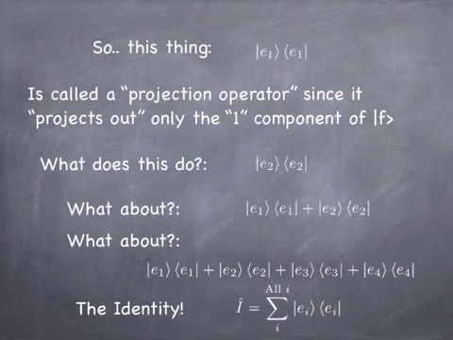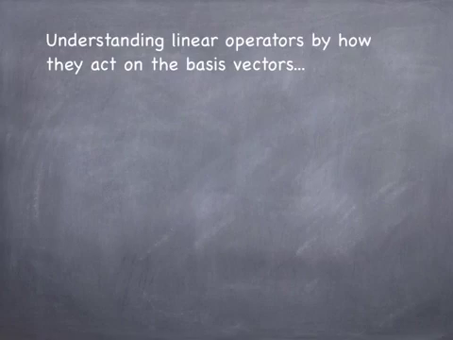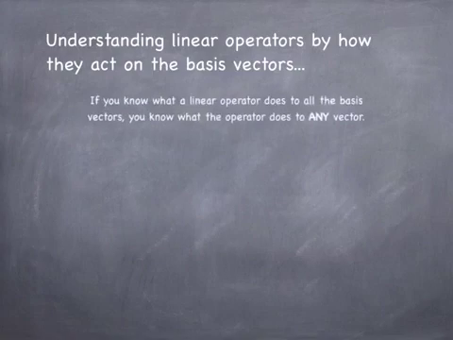So anywhere in your problem where you don't know what to do, one trick is to insert the identity and magical things will happen. So let's try to figure out what linear operators do by determining what happens when you act on an arbitrary basis vector with a linear operator. It turns out, if you know what a linear operator does on all the basis vectors, then you can figure out what the linear operator does to any vector at all. Because, of course, any vector is a superposition of basis vectors, and so you're done.